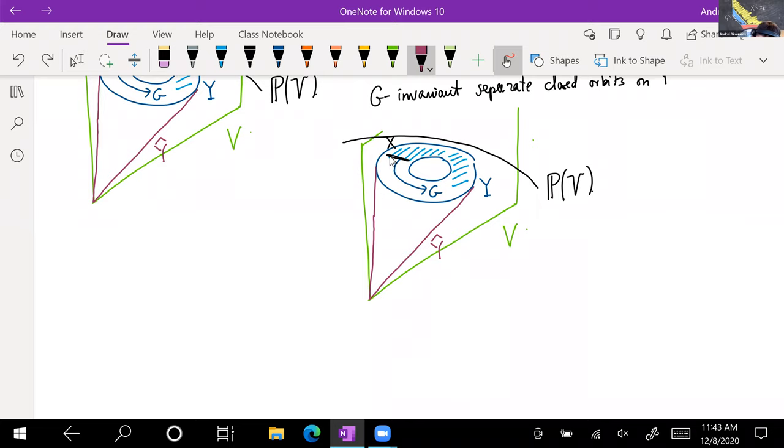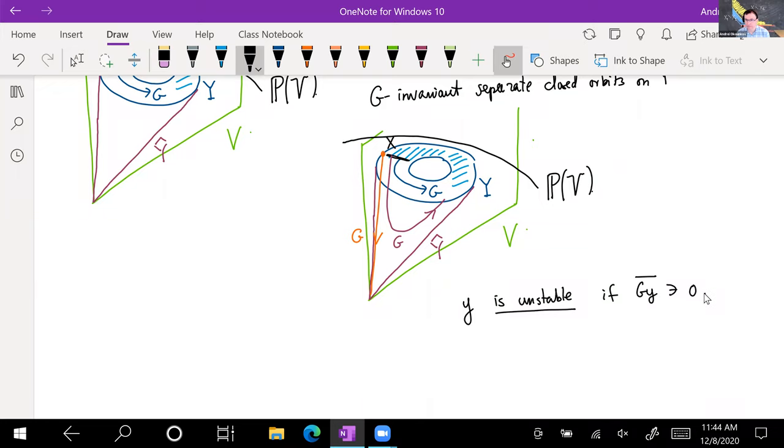Most G orbits, if I lift them to the cone, still behave well. But a point is unstable if its G orbit closure contains zero. So Y is unstable if I take the closure of its orbit and that contains zero. Zero is already a closed orbit. In general, two orbits cannot be separated when their closures intersect, but zero is already closed. So this means this. And then there is a Hilbert-Mumford criterion for this.